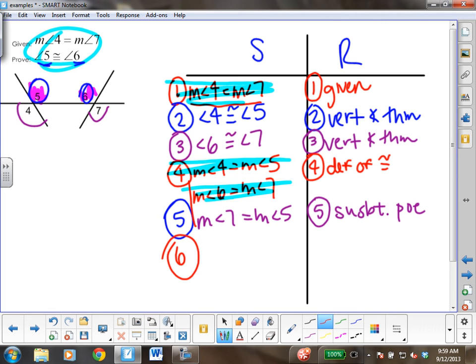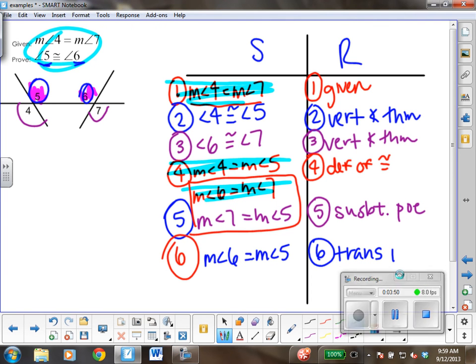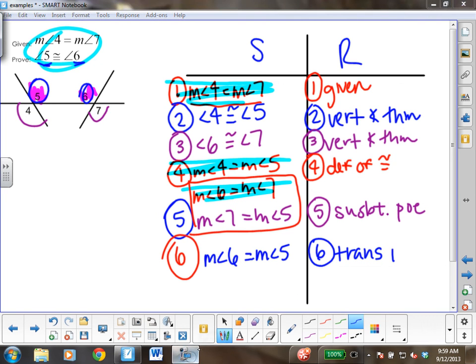Now I'm looking here. I have the measure of angle 6 is equal to the measure of angle 7. The measure of angle 7 is equal to the measure of angle 5. So by the transitive property of equality, the measure of angle 6 has to be equal to the measure of angle 5. So the transitive property of equality.